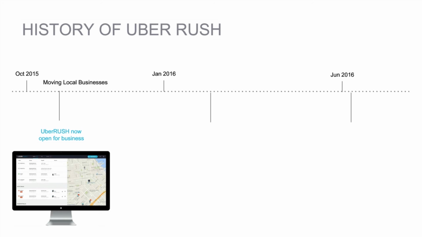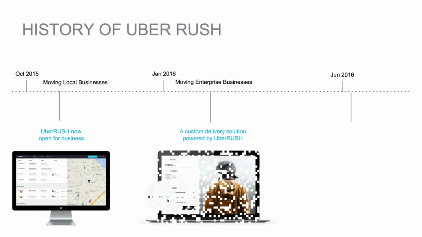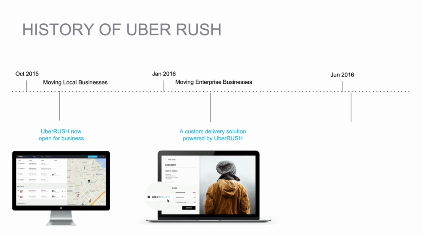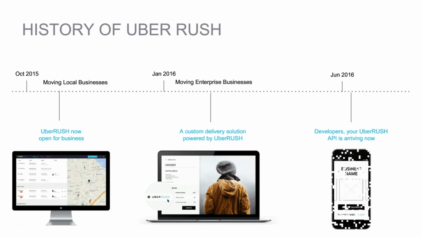In January of this year, we opened up the Rush API into a private beta. So essentially we had a limited subset of partners to try out how this would work, to see if it would actually work. And that's really if you wanted to build the entire experience and own the experience of doing Rush inside of your application. And then just last month in June, we finally actually opened up the UberRUSH API to the world.